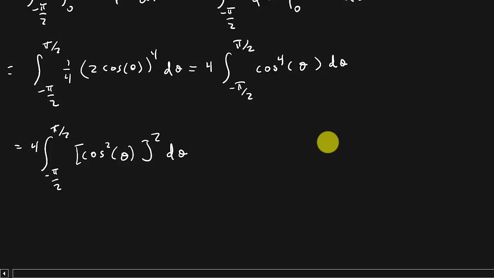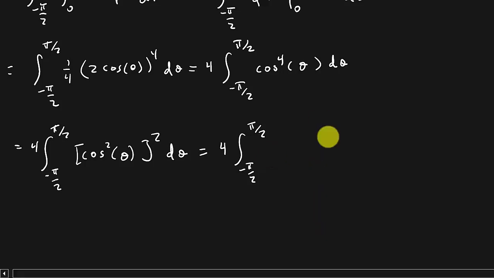All right. So what do we have? Well, that is going to give us 4 times the integral from negative pi over 2 to pi over 2. Let me back up just a second. What we're doing right now is perfectly fine. We can keep going like this.